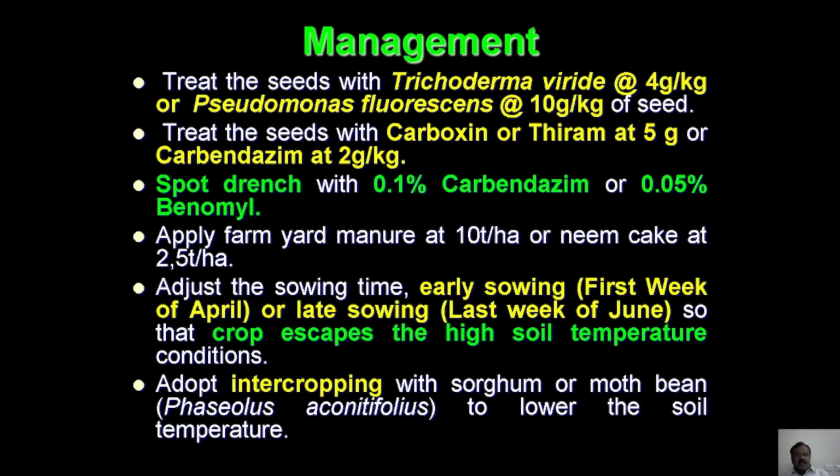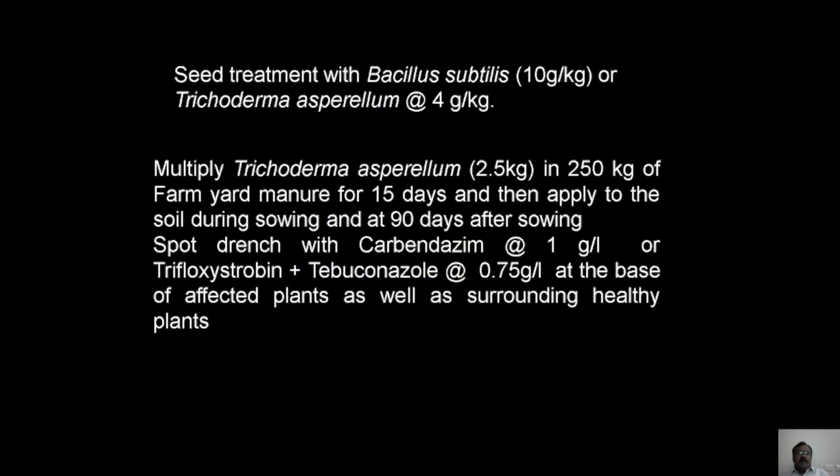Adjust the time of sowing, that is early sowing during the first week of April, or late sowing during the last week of June, which will help the crop escape the high soil temperature period, and hence escape infection by Macrophomina phaseolina. And then intercropping with sorghum as well as moth bean lowers the soil temperature and in turn helps in reducing the percent incidence under field conditions.